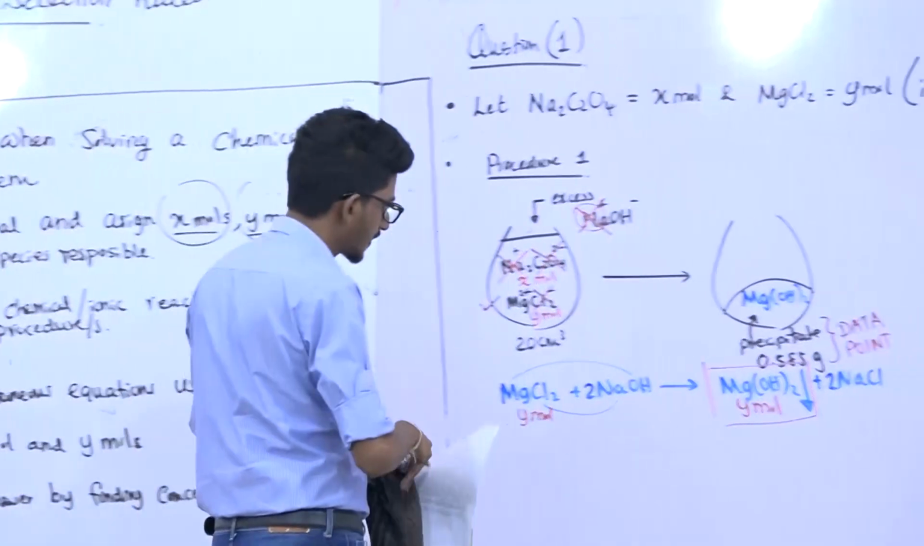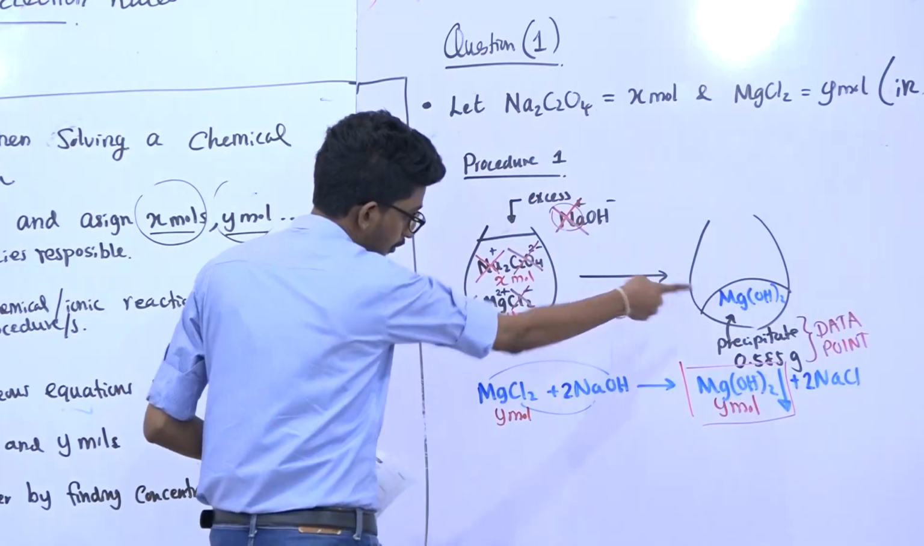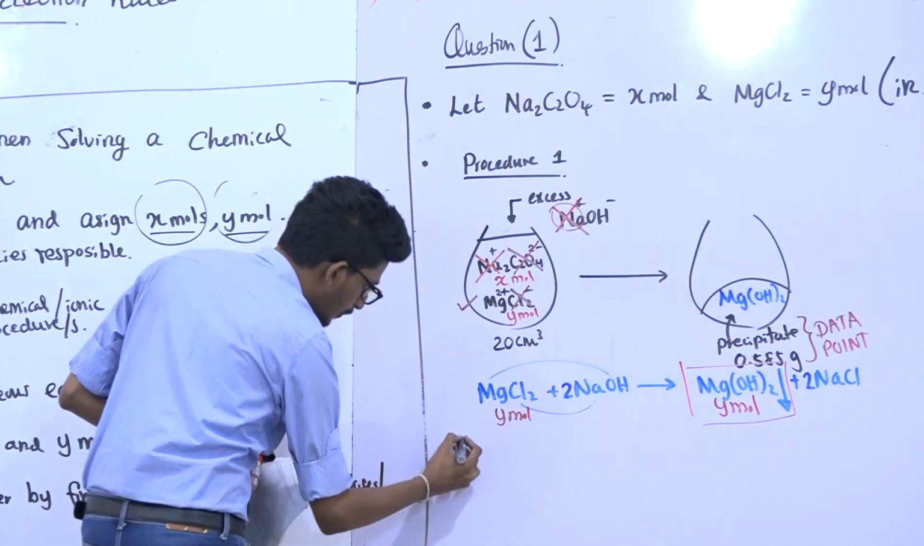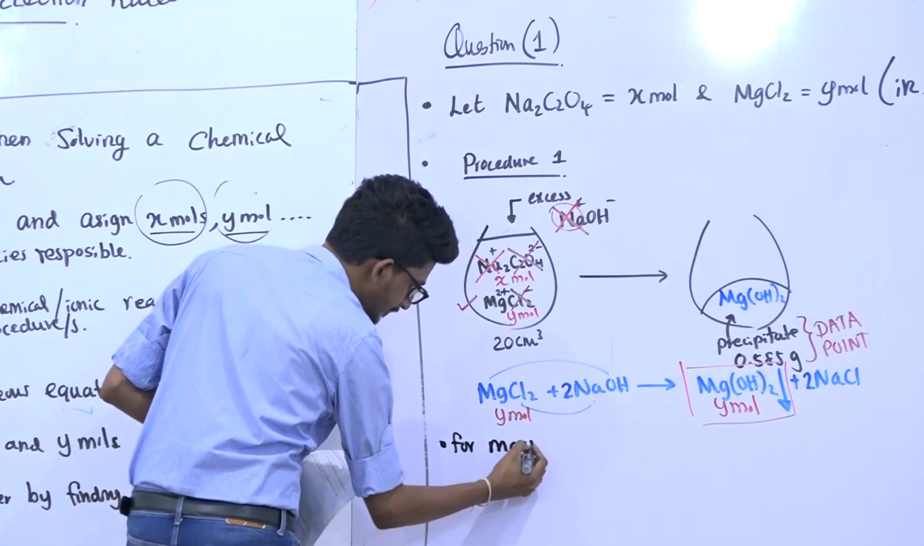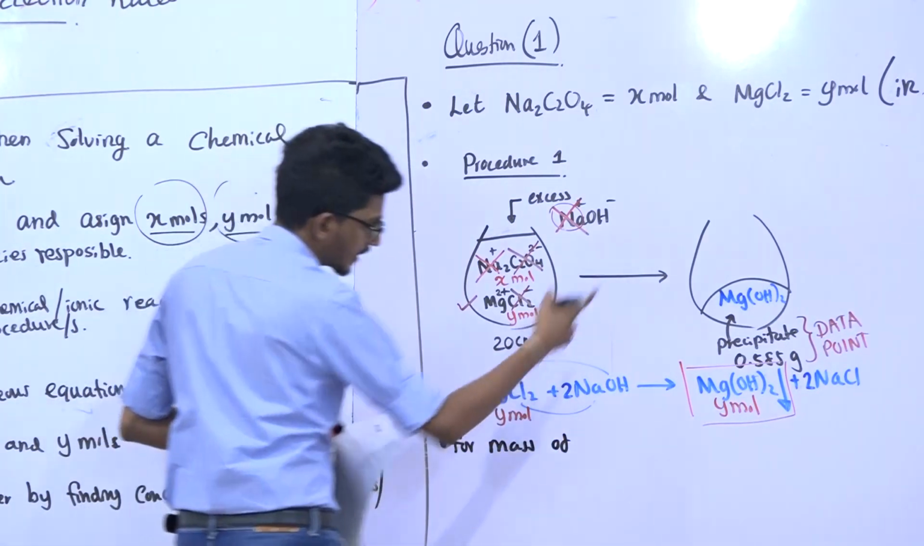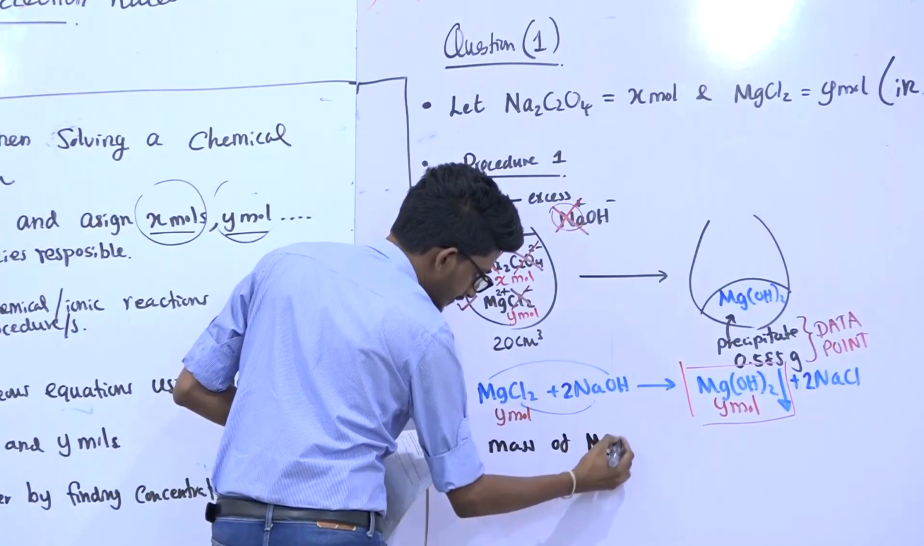Now write the first simultaneous equation. For what? For the mass of precipitate. For the data point. For the mass of, right? What? Magnesium hydroxide precipitate.